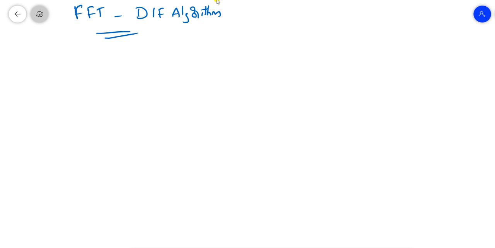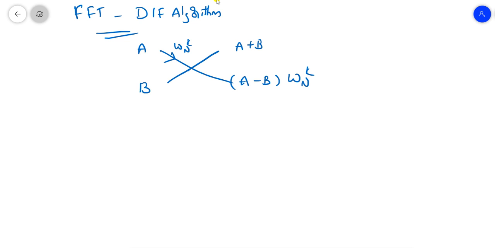Okay. So in this case, the butterfly diagram exists like this. Here A and B are there, and the twiddle factor W_N^k is applied. For this butterfly diagram, we get A plus B and A minus B, and the result is multiplied with the twiddle factor W_N^k. So in this decimation in frequency algorithm, the butterfly diagram works this way.